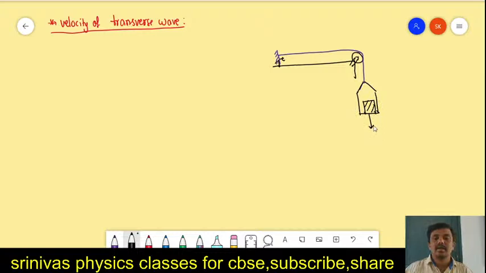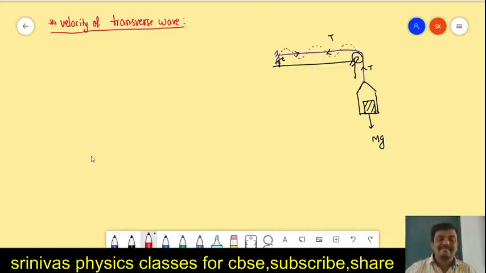Some weight we are hanging it here. This weight we can take as capital Mg. How much weight we are applying it here, that much tension is created in this. Tension means a stretching force. And if you pluck this one perpendicular to its length, then some wave will be produced in this. That wave speed formula I want.